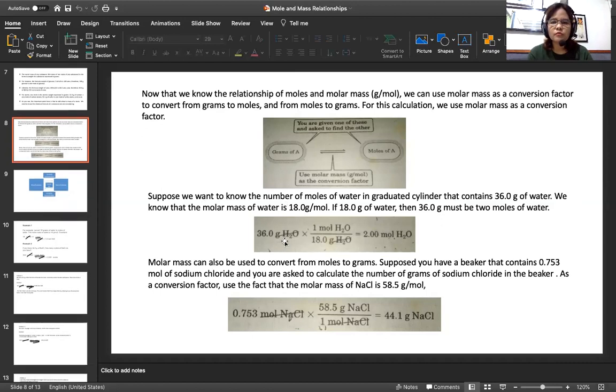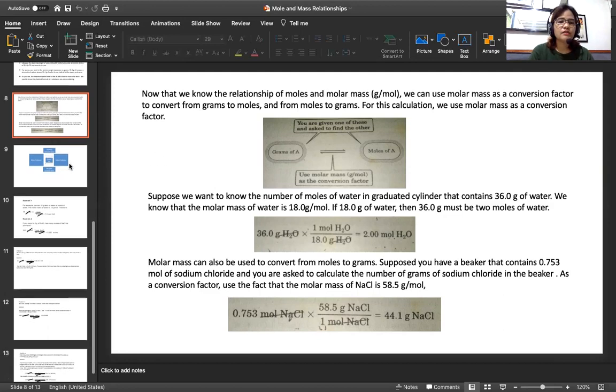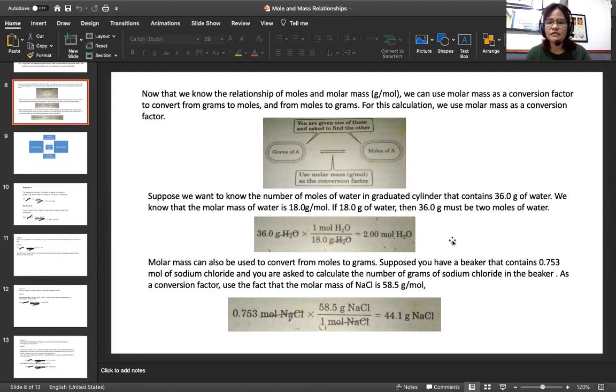Suppose you wanted to know the number of moles of water in a graduated cylinder. So, pag naglagay ka naman ng tubig sa graduated cylinder, pwede mong dagdagan. So, you have to measure its mass. Okay, so how to measure the mass of water in a graduated cylinder? Pag actual laboratory na, dapat ay i-measure mo muna yung mass ng graduated cylinder, then you add water and take its mass again and then subtract. Kasi para mawala yung mass ng graduated cylinder at ang makuha nyo lang ay yung mass ng water.